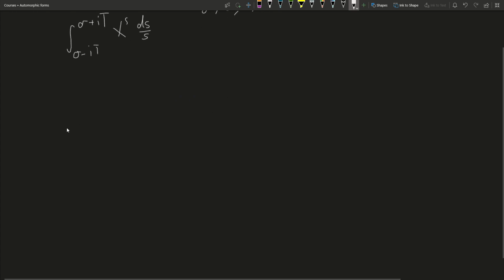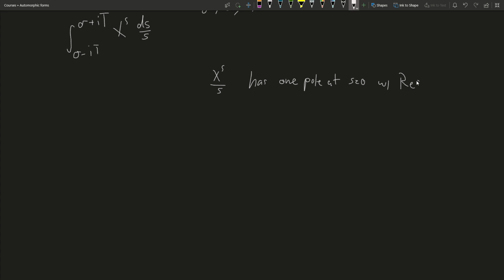So let's get started on evaluating this integral using Cauchy's residue theorem. The integrand, x to the s over s, has one pole at s equals 0 with residue 1. So we're going to consider 3 separate cases for evaluating this integral.